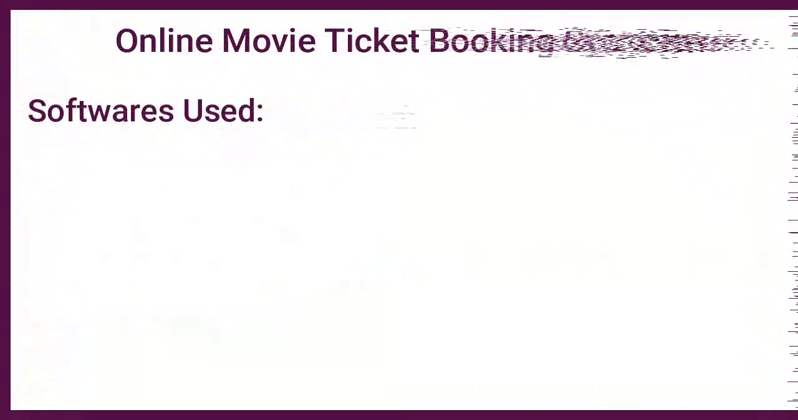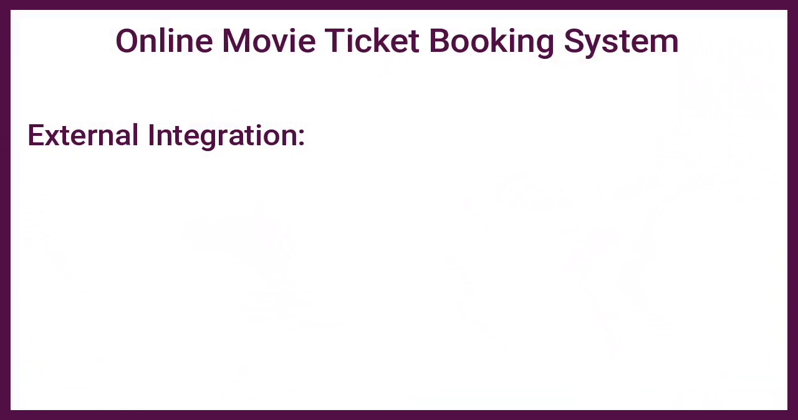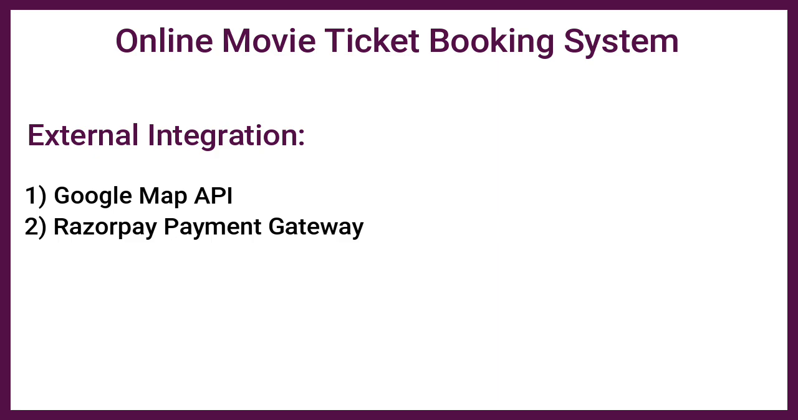And the software which I have used for the development of the project are STS or Spring Tool Suite for the backend, VS Code for the front end, and for data querying and manipulation, I have used MySQL Workbench. Talking about the external API integration, in this project, I have integrated two external APIs, that is Google Map API for the theater location, which I have integrated in the React.js project, and Razorpay Payment Gateway for the customer payment for the show booking, for which I have done the implementation in both the backend and the front end application, that is in Spring Boot and React.js.